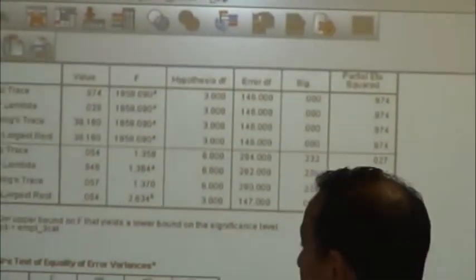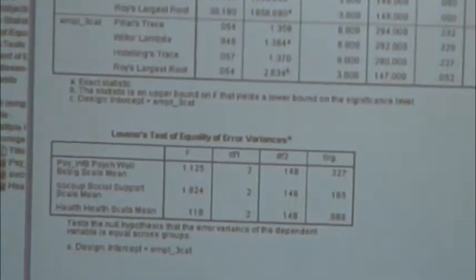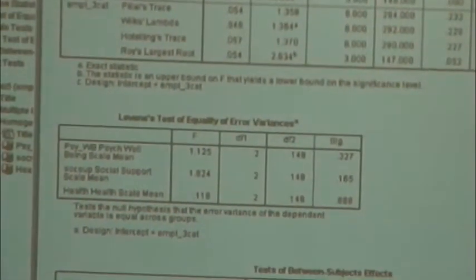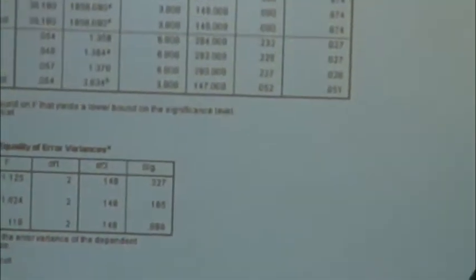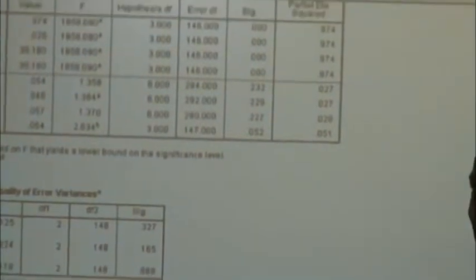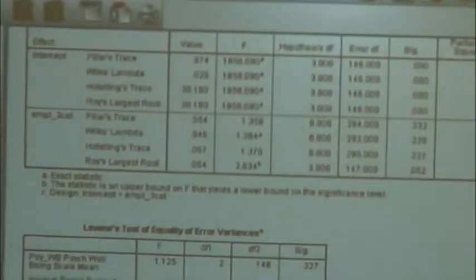Right, so we did not have significant differences between these three work groups on the linear combination of psychological well-being, social support, and health. Right? Now, what's interesting is if you use Roy's largest root, 0.052. So these four tests of significance can operate very differently.